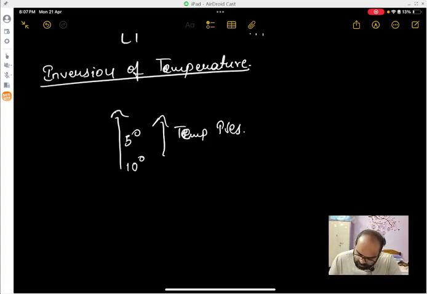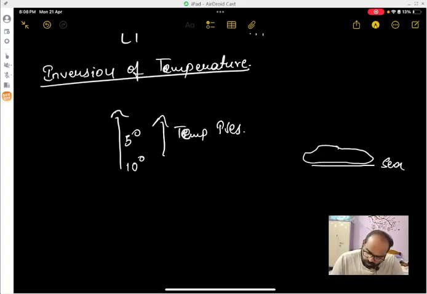At sea level, what happens? Due to terrestrial radiation, that is, Earth receives heat and it also radiates back into the atmosphere. Okay, when Earth is radiating back, we call it terrestrial radiation. When terrestrial radiation happens, what happens? The atmosphere at sea level gets heated up quickly compared to higher altitude regions. So higher altitude regions are much colder compared to regions at sea level. That is why as we move from sea level to higher altitudes, temperature reduces, because of the absorption of terrestrial radiation by the atmosphere at the sea level.